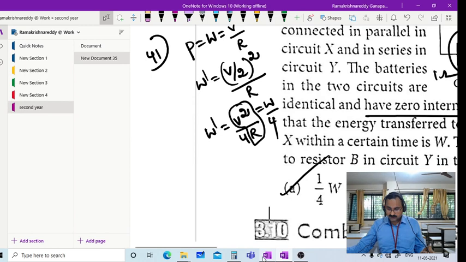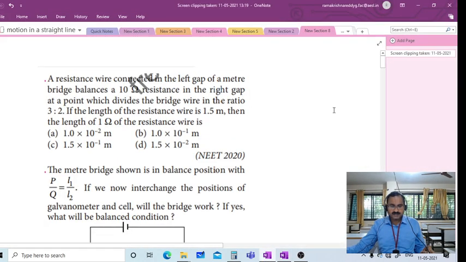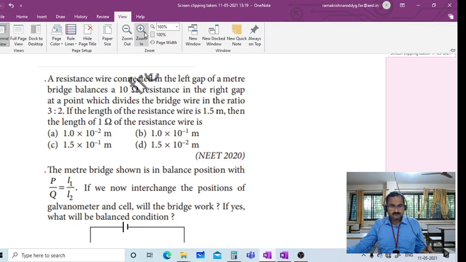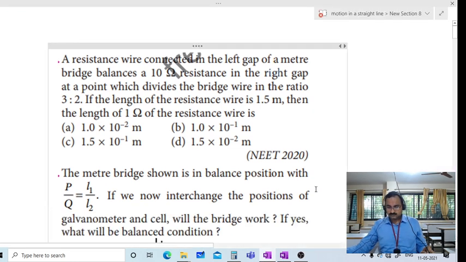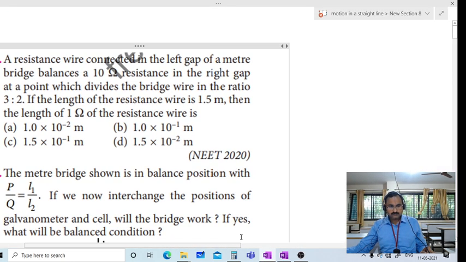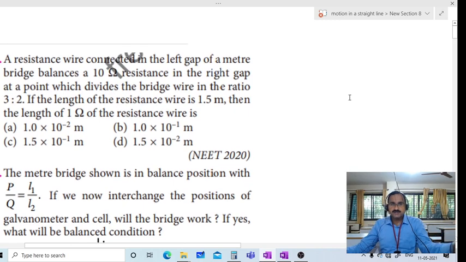Now we are going for the previous questions in the NEET examination, right? See that one directly entered here. This is the NEET 2020 question only. That is the meter bridge question based one. Totally 4 questions they asked in that.